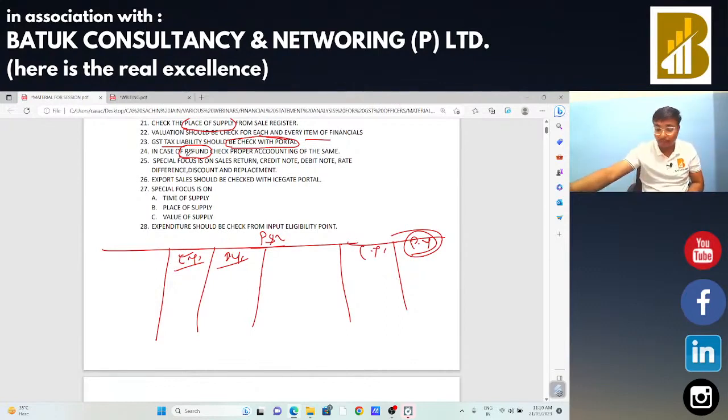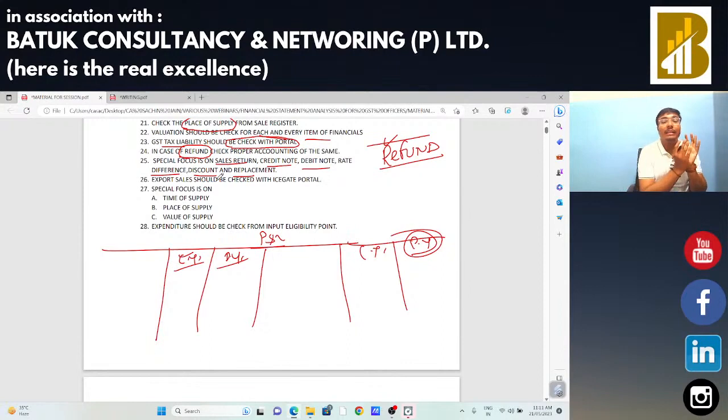Okay, कई बार क्या होता है, हो सकता है कि डिपार्टमेंटल अथॉरिटी ने कुछ मिस हो गया हो या फिर कैलकुलेशन में कुछ दिक्कत हुई हो. So if you found any issue regarding refund, in that case you need to check that refund is as per the rules, proper accounting is there, input tax credit is already adjusted with that refund figure in the books of accounts, and everything is perfect. We need to check the same. Now, special focus is on sales return, credit note, debit note, rate differences, discount and replacement. You need to check the same.